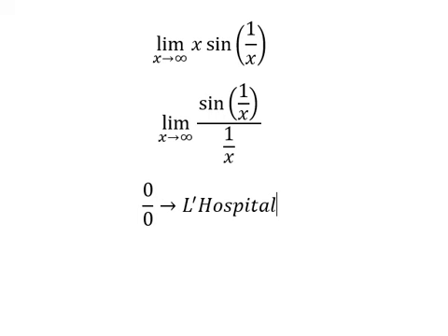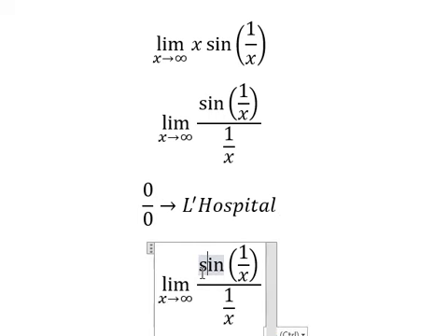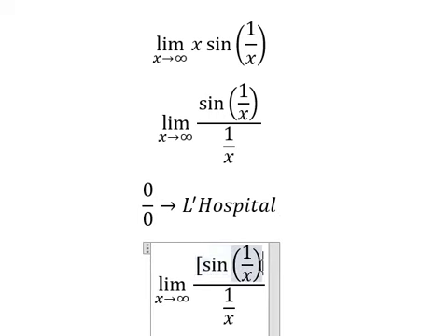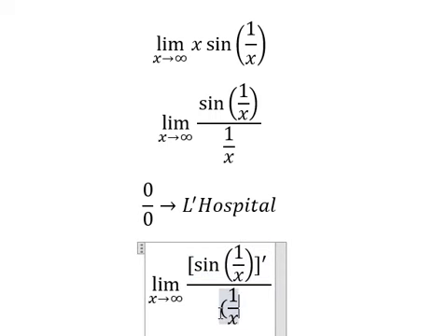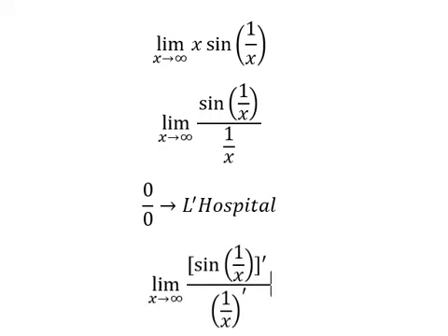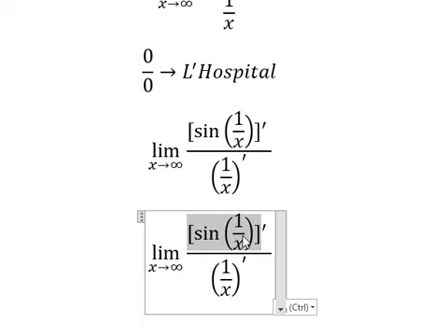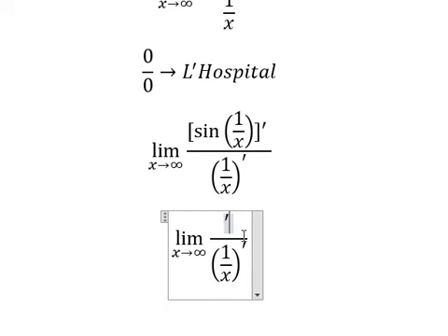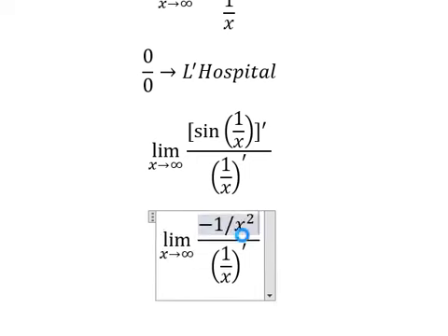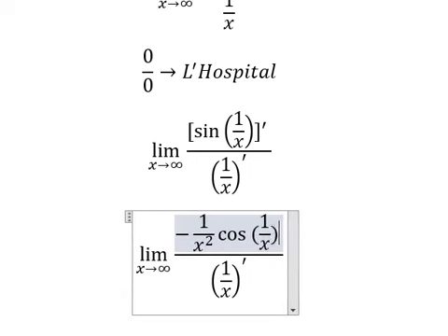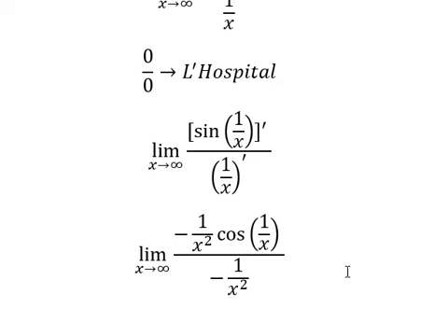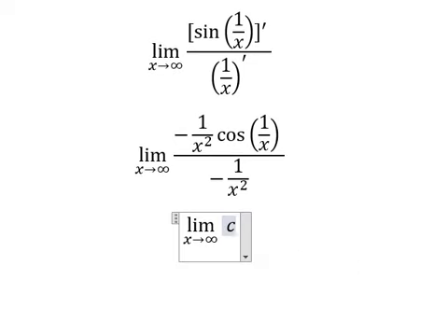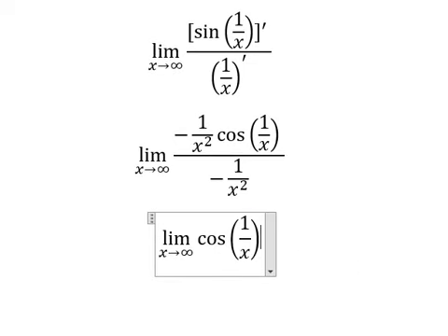That means we need to do the first derivative on the numerator and denominator. So this one, if we do the first derivative, we have negative 1 over s squared cosine of 1 over s. This one, we have negative 1 over s squared. And now we simplify, and we have cosine 1 over s.